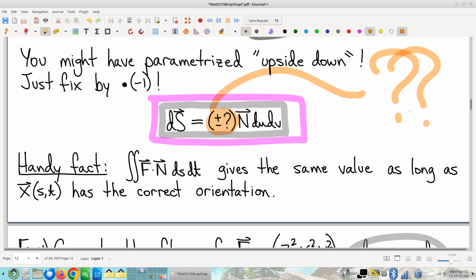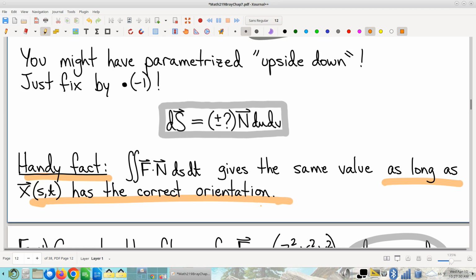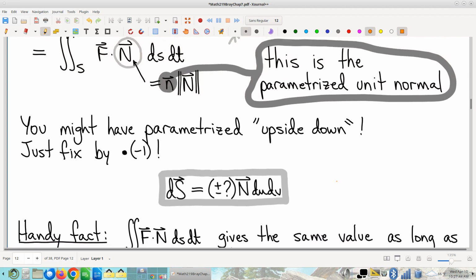Always heads up. You always have to check. That's the nature of the beast. Okay. Now, good news. Other than that, as long as you've got the right orientation, the parameterization doesn't matter. So orientation is the only thing to be worried about. Any other aspects of the parameterization, it's fine. Don't sweat it.